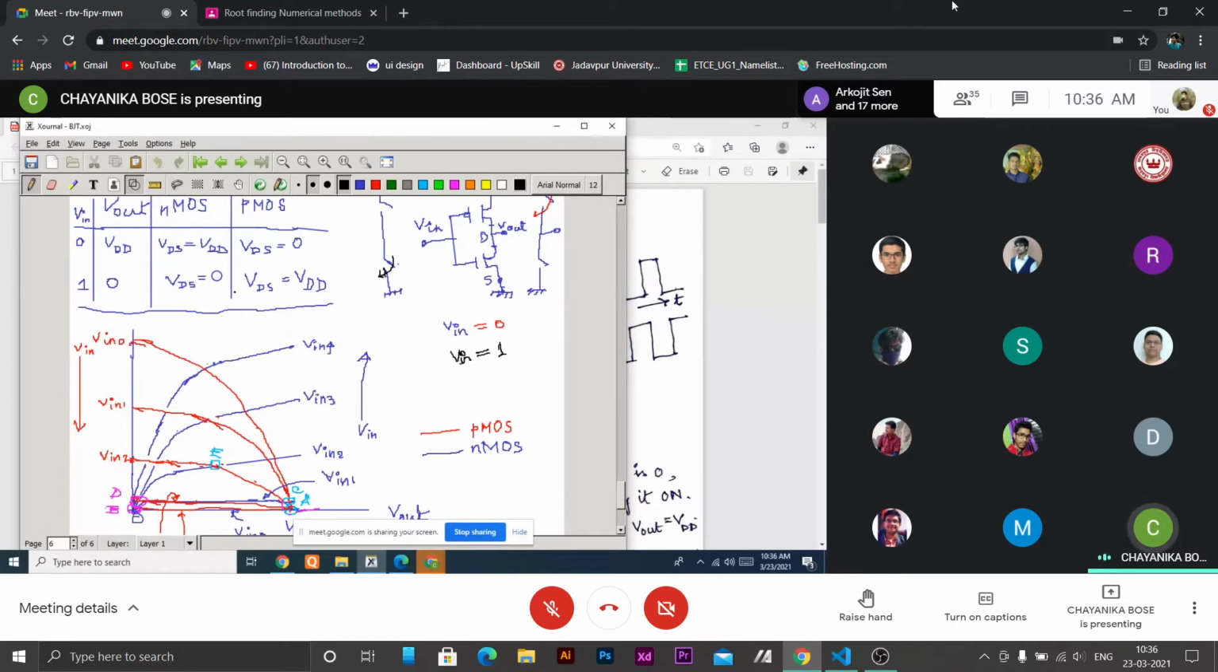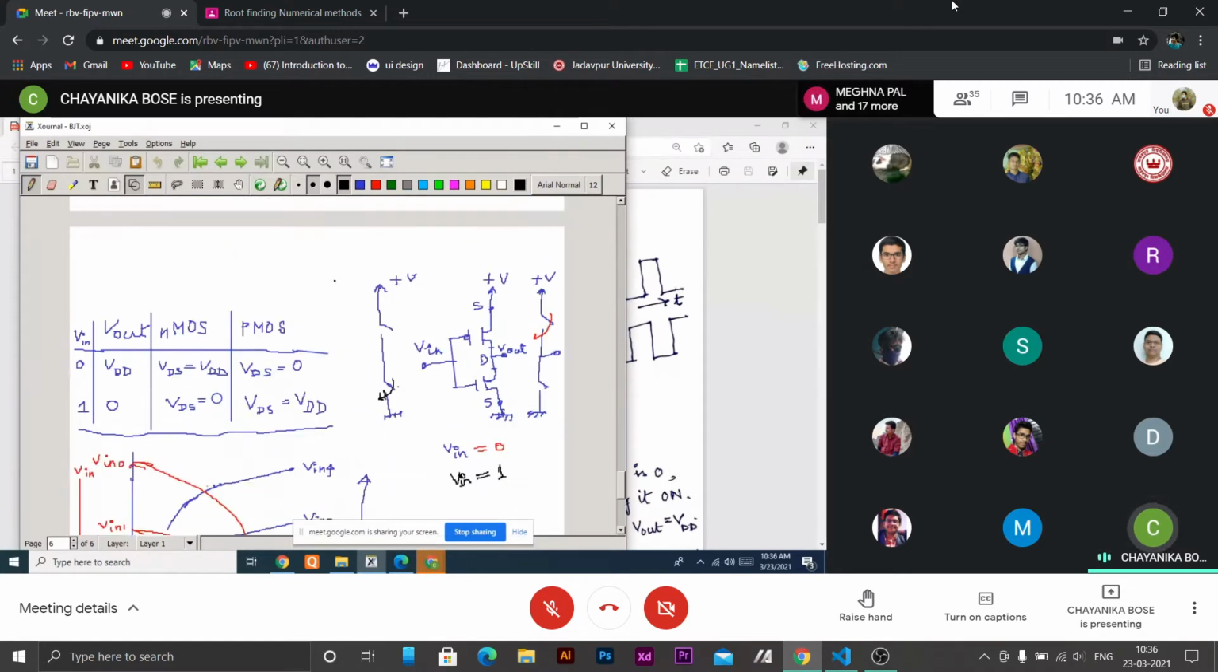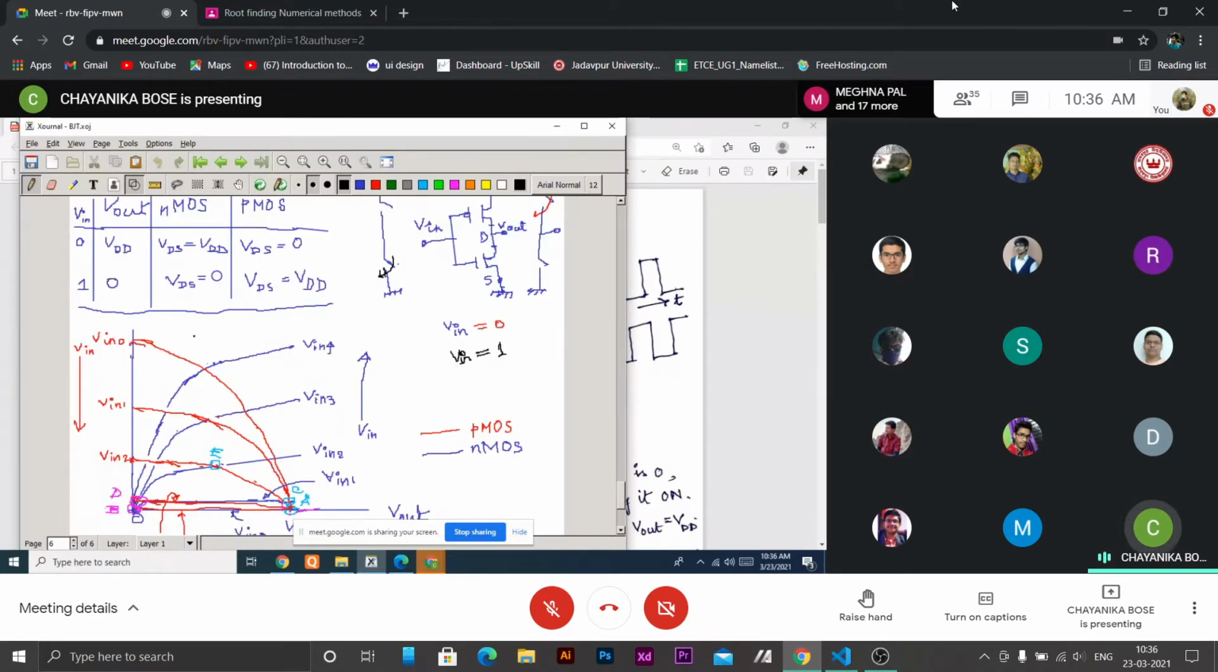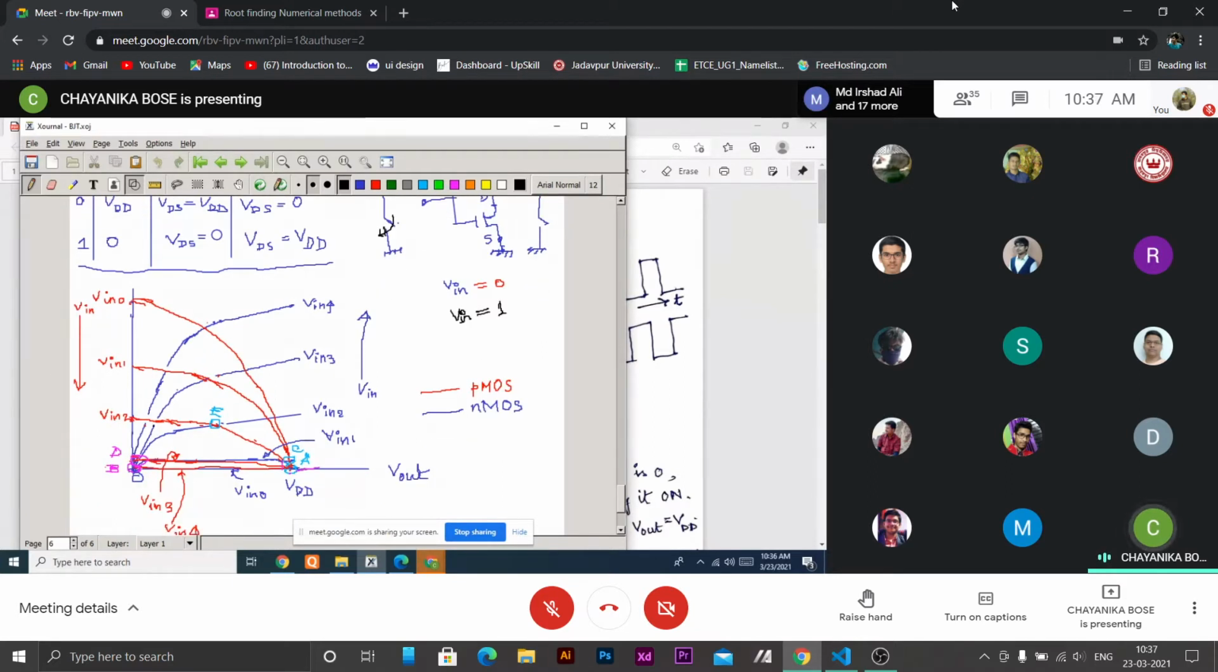The opposite thing happens here. For V input VDD, V out 0, VDS is 0, meaning NMOS operates in the linear region. It is small VDS, and for PMOS it is large, so PMOS operates in the saturation region. So when we draw the independent characteristics of this PMOS and NMOS in this CMOS circuit, we are plotting V out along the x-axis.